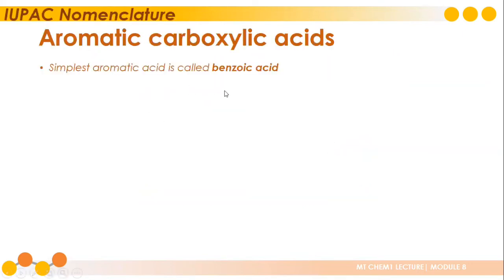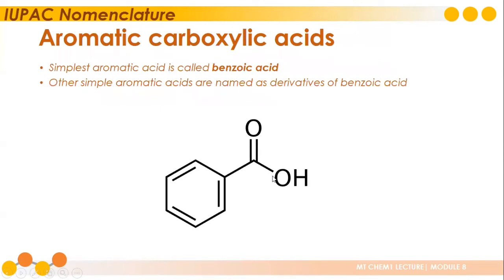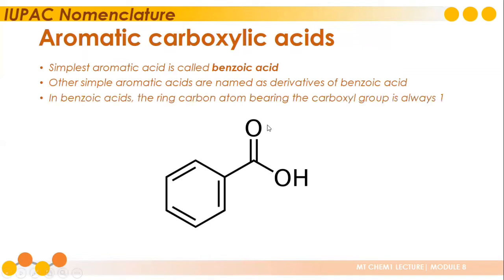For aromatic carboxylic acids, we have to remember that the simplest aromatic acid is simply called benzoic acid. It is a combination of the benzene ring and the suffix oic acid. And this is the appearance. Other simple aromatic acids are named as derivatives of benzoic acid. Benzoic acid is always our parent name for aromatic carboxylic acids, and the others are just simply derivatives.